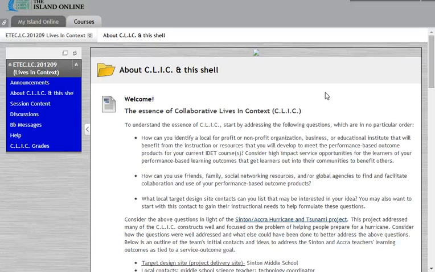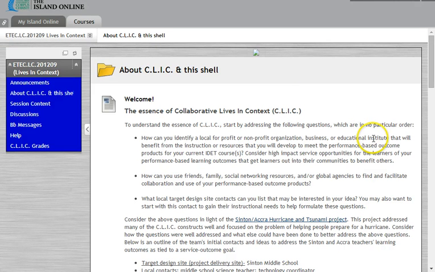In this guided tutorial, you will be presented with a brief explanation of the Collaborative Lives in Context shell, as well as a definition, examples and non-examples, and the steps of a service-based PBL. This tutorial will help you prepare for the project that you and your peers will be working on for the remainder of this course. Your objective?